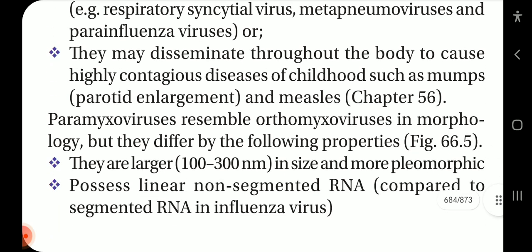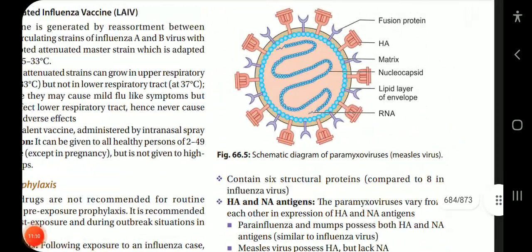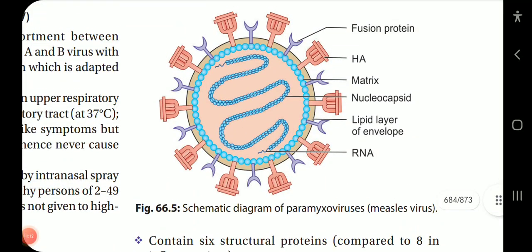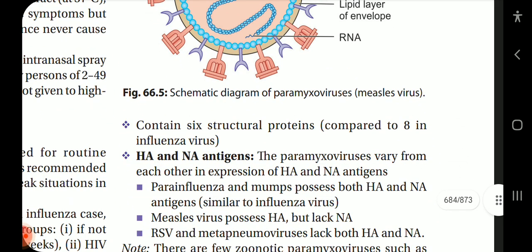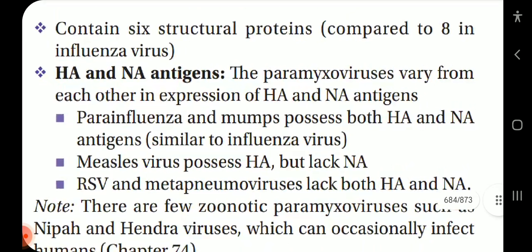Paramyxoviruses resemble the orthomyxovirus in morphology, but they differ by the following properties. They are larger, 100 to 300 nm in size, and more pleomorphic, and possess linear non-segmented RNA compared to the segmented RNA of the influenza virus. Now, this is the schematic diagram of a paramyxovirus, the measles virus. It has a fusion protein, HA, then it has a matrix. Inside there is the nucleocapsid. On the outer layer, there is a lipid envelope, and inside, non-segmented RNA is present. It contains 6 structural proteins compared to 8 in the influenza virus.